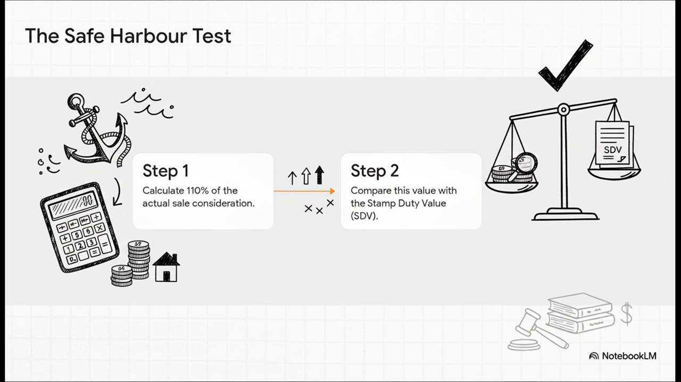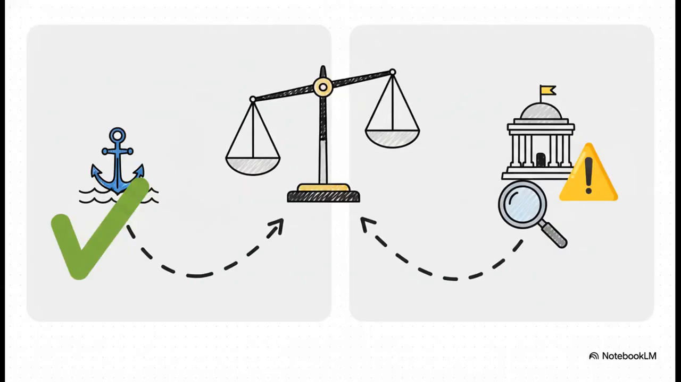It's just a 2-step check. Step 1, take your actual sale price and multiply it by 110%. Step 2, compare that number to the official stamp duty value. That's it. That's the whole test. And from that test, there are only 2 possible outcomes. It's pretty black and white.